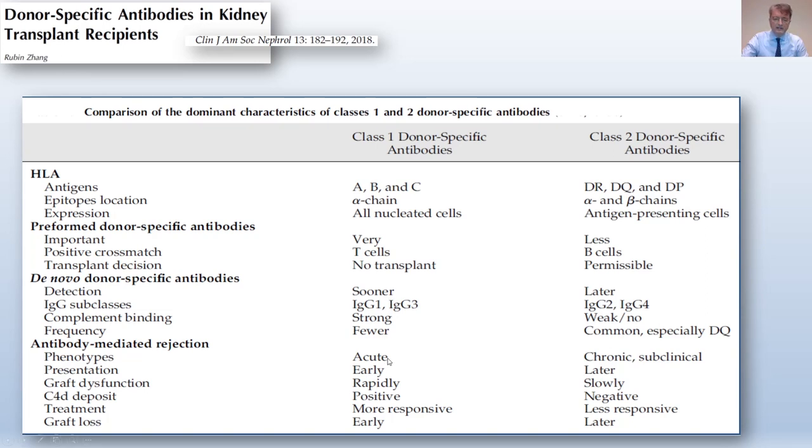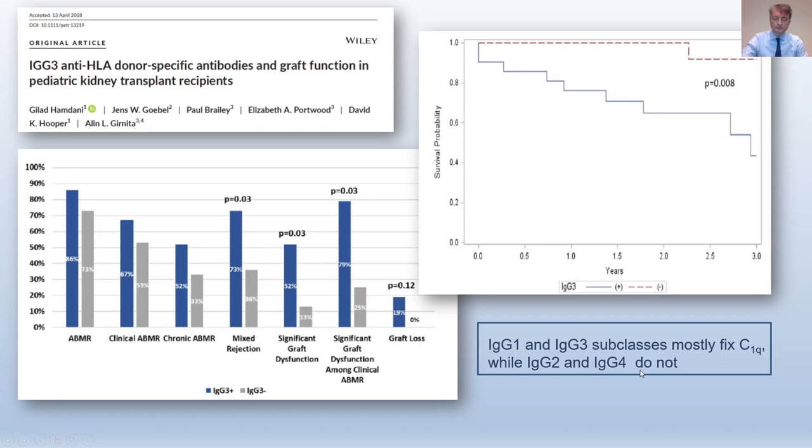And the clinical phenotype associated with class 1 is an acute, early occurring, rapidly progressive rejection with positive tests for the deposit of C4d. However, this is more responsive to therapy. On the contrary, class 2 is chronic, subclinical, appearing later and progressing slowly, a rejection with often negative C4d deposits. However, it is less responsive to therapy.